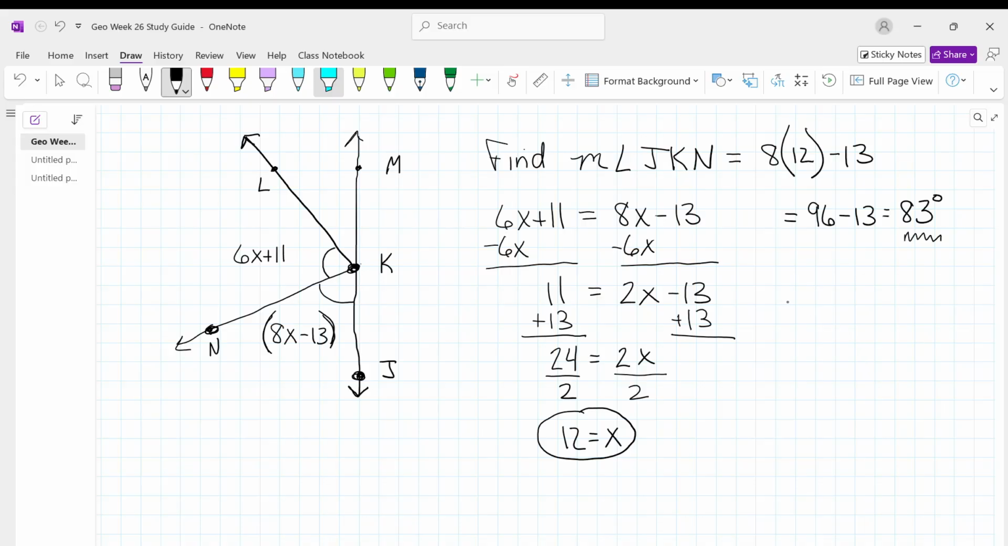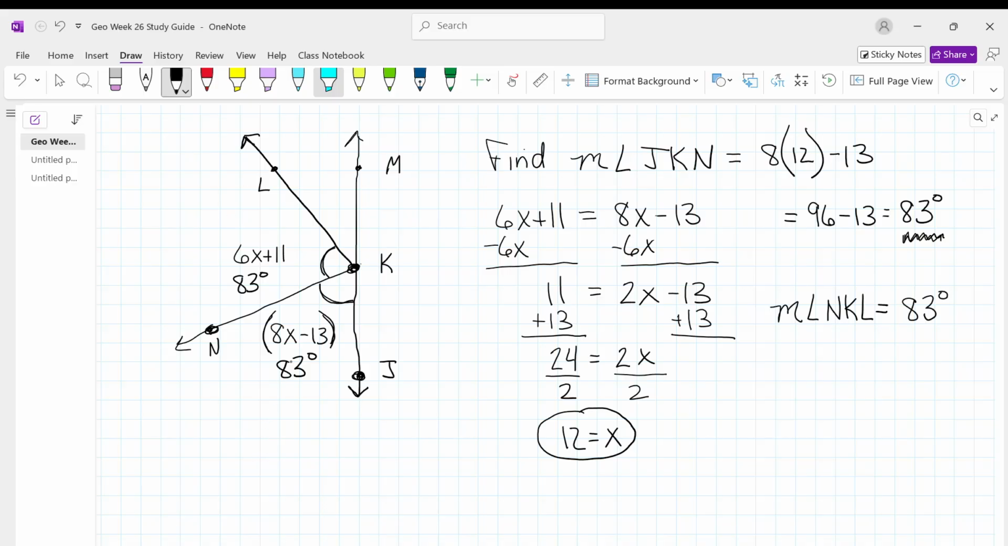And while we're here, what would the measure of angle NKL be equal to? If the angles are congruent, and what does congruent mean? The same. If one of them is 83 degrees, what's the other one? 83 degrees. And if this angle right here is 83 degrees, and this angle is 83 degrees.